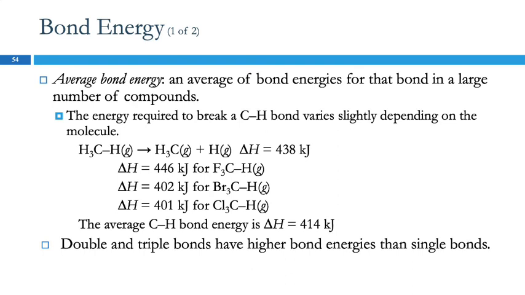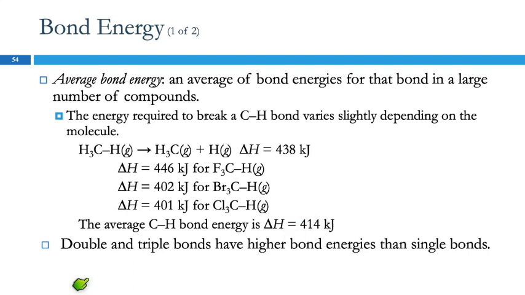So we're going to be looking at average bond energies. So it's an average of bond energies in a bunch of different compounds. And just looking at a carbon-hydrogen bond in several different compounds, we see that the actual bond energy varies. So here, the carbon that the hydrogen is bonded to has 3 hydrogens on it, 438 kilojoules. Swap those hydrogens for fluorines, now it's 446. Put bromine in there, 402. Chlorine in there, 401. And so it changes depending on what else is going on in the molecule. But we use an average of 414.